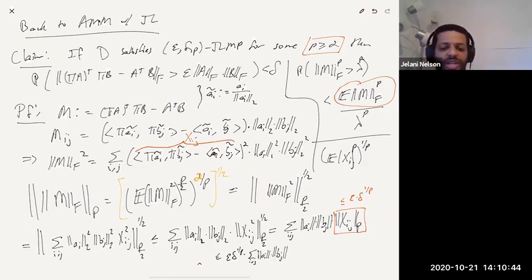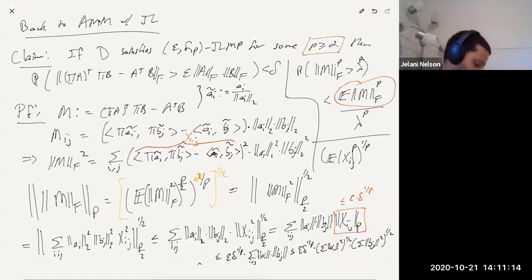And then now I just finish it with Cauchy-Schwarz. Cauchy-Schwarz says x dot y is at most the norm of x times the norm of y. So this is at most epsilon delta to the 1 over p times the square root of the sum of ai squared, times the square root of the sum of bj squared. What's another name for this? Like, what is this?